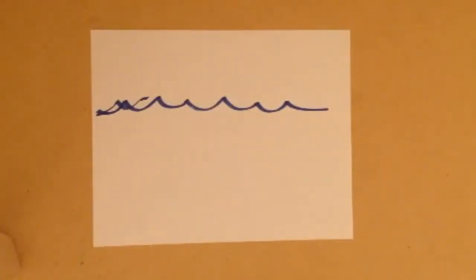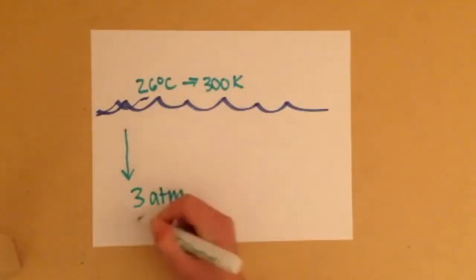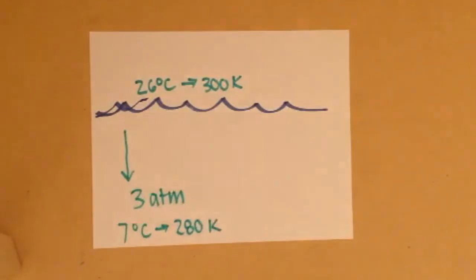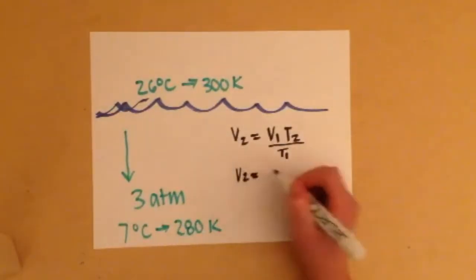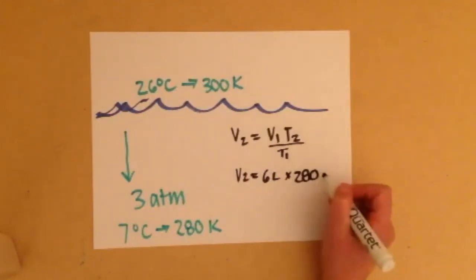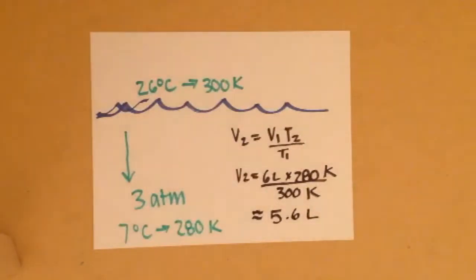Let's say you descend from sea level to around 3 atmospheres. You have to change Celsius to Kelvin in order for Charles's equation to work. From just the simple calculations, we can see that the second volume at 3 atmospheres below the sea level is around 5.6 liters.